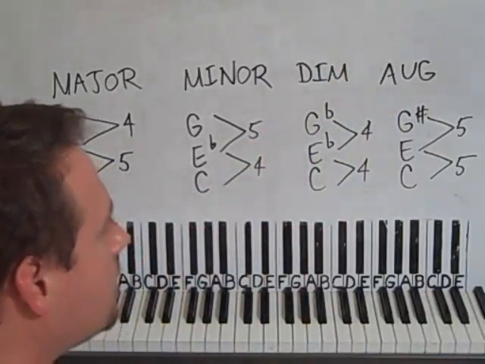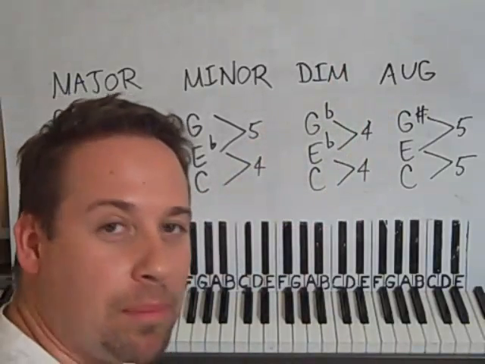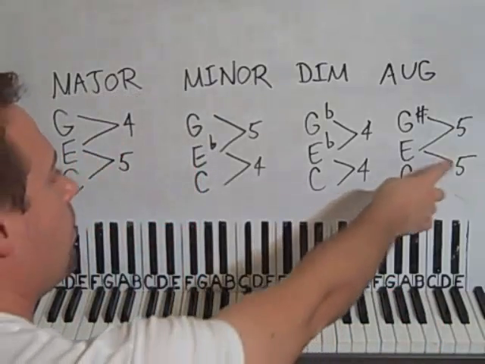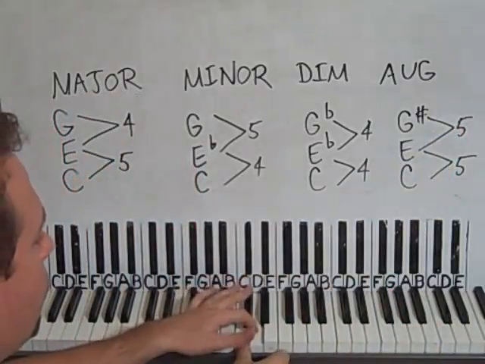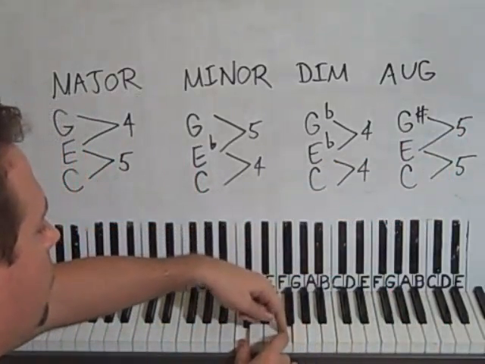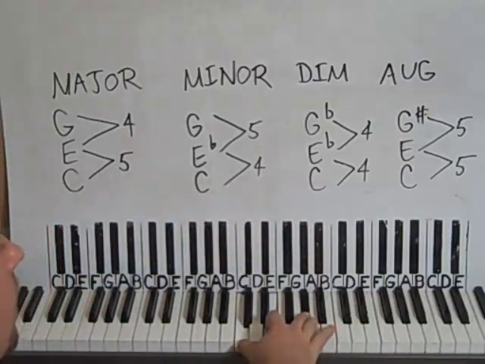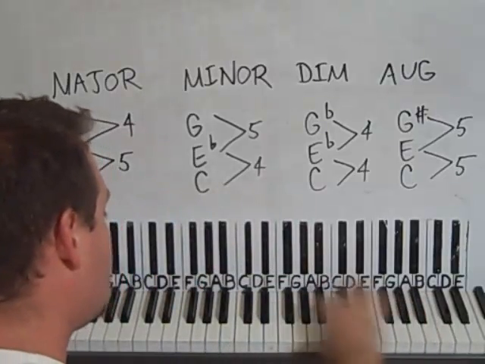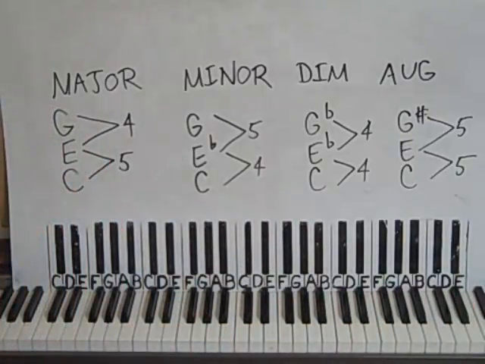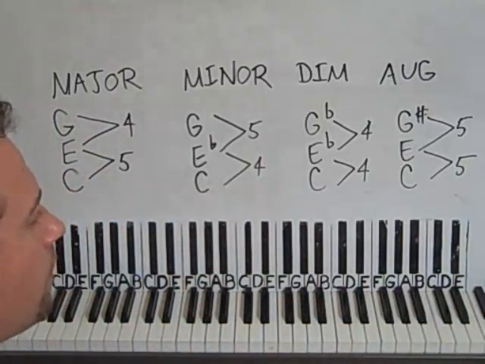Now augmented is the opposite direction. Augmented means to make bigger. So we take a 5, 5. Start on the C, 1, 2, 3, 4, 5. And then go 5 from the E, 1, 2, 3, 4, 5, G sharp, and we get... Okay, so that's an augmented chord there.